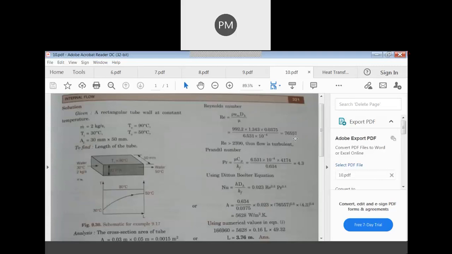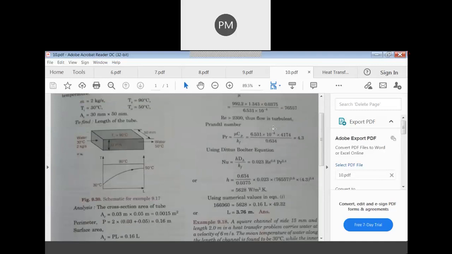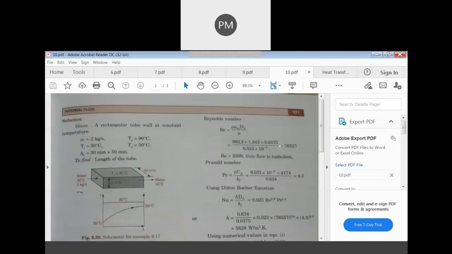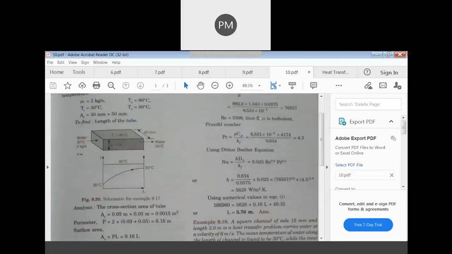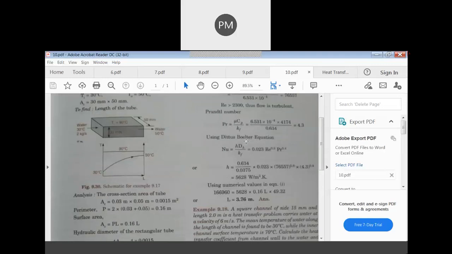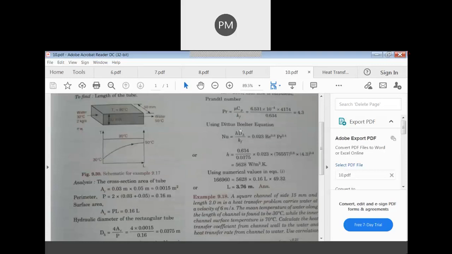You are going to get this value, which is greater than 2300. That means the flow is turbulent. The value of Reynolds number you got is 76,000, which is greater than 2300, so the flow is turbulent. And Prandtl number, you know how to calculate: mu Cp by k. Since the value is greater than 2000, the flow is turbulent.